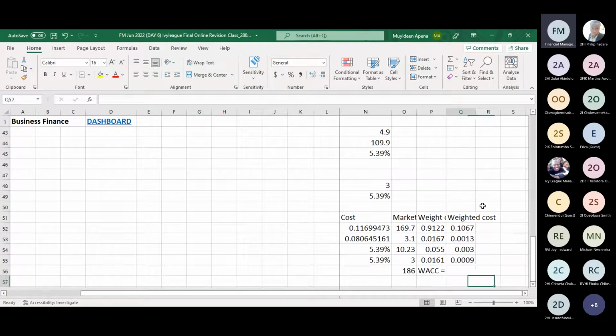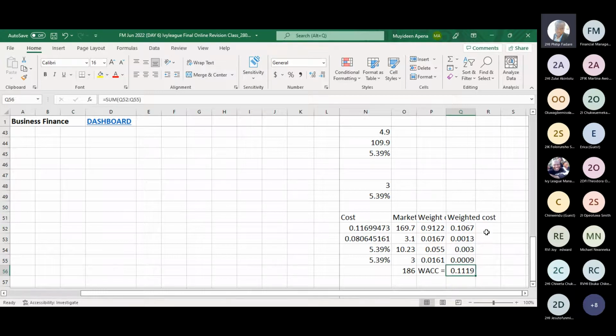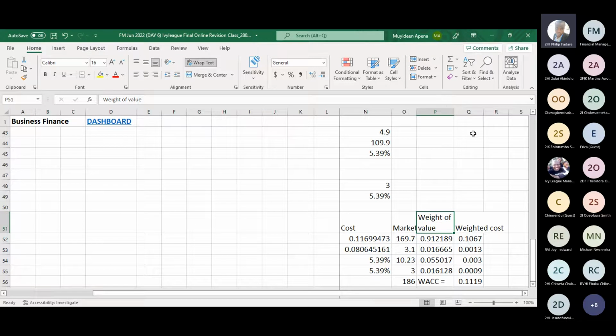So at the end of the day, our WACC is the sum of all the weighted costs. That's our WACC. Any question?